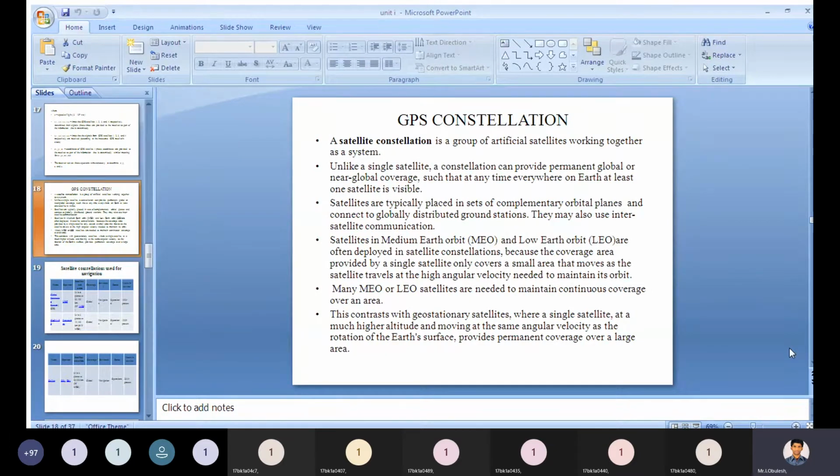Many medium Earth orbit or low Earth orbit satellites are needed to maintain continuous coverage over an area.